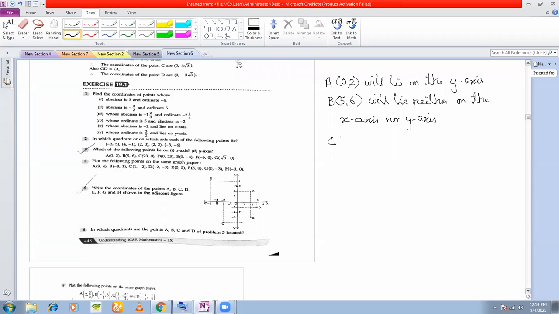Next point, let's see in the next coordinate. 23, 0. Which axis will it lie on? So x-axis. Yes. Why?